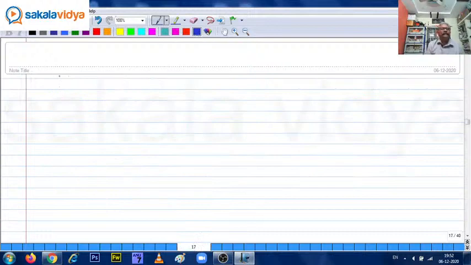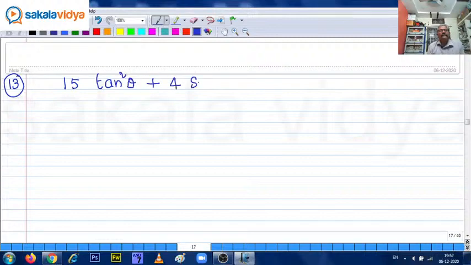Okay, 13th question. Let me discuss 13th question. 15 tan square theta plus 4 secant square theta equals 23.